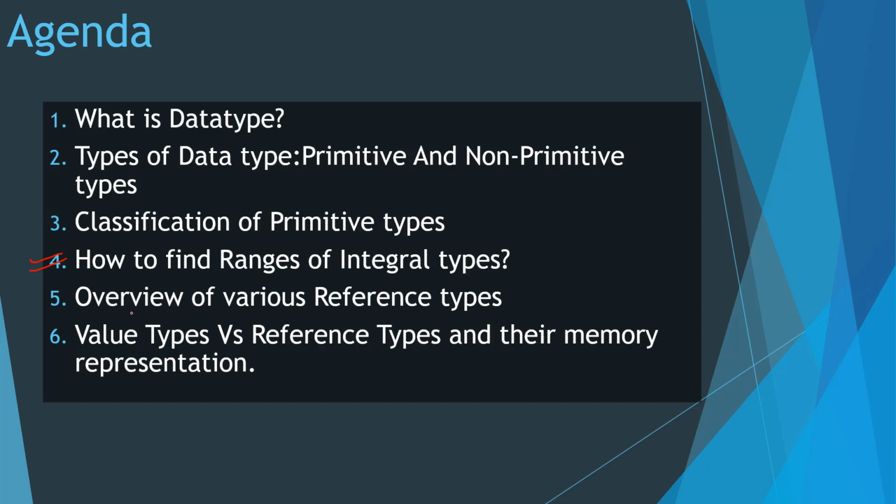So wait for that. Then I'll give you an overview of various reference types. I'll briefly explain what the various references present in Java are. Then this again is the most important point: value types versus reference types. Actually, the primitive types are also called value types, and non-primitive types are also called reference types. You'll get this topic, don't worry, because I'll show you the memory representation also. Okay, so there's a lot to discuss. Without any further ado, let's hop in.